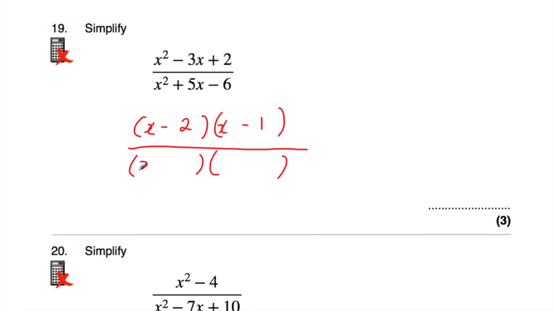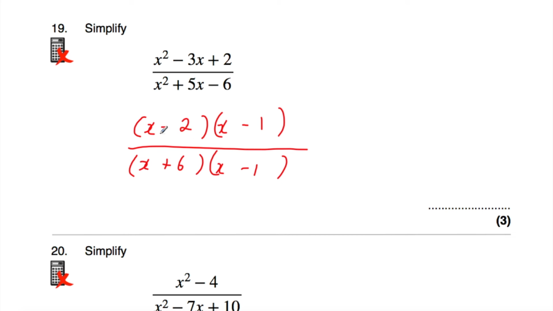So it's x squared, so let's put an x and an x. We want two numbers that multiply together to be negative 6, and add together to be 5. So I'm thinking we'd have plus 6 and minus 1. And let's just check that. x times x is x squared. x times minus 1 would be minus x. And 6 times x would be 6x. And if we add them together, we get 5x. And then 6 times minus 1 would be minus 6.